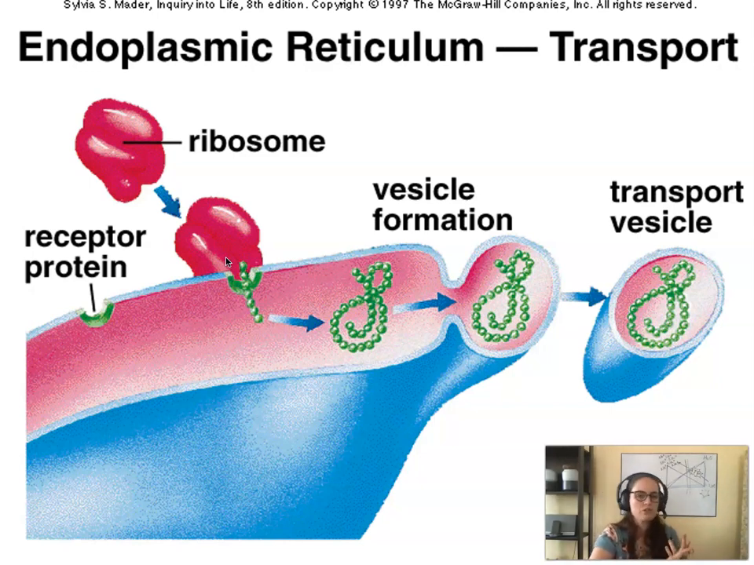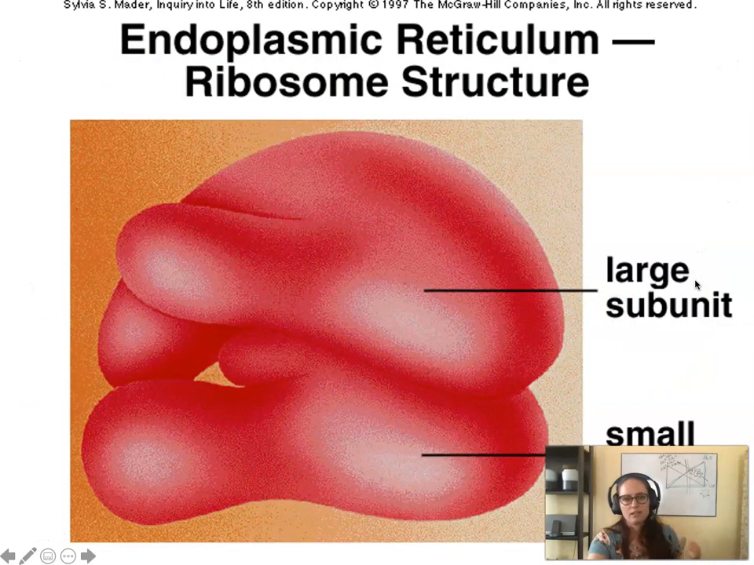So the ribosome associates with the endoplasmic reticulum, and that allows us to synthesize proteins. So we take amino acids, we bond them together into polypeptide chains. The polypeptide chains fold into a functioning protein. So that's your rough endoplasmic reticulum synthesizing a protein. This is the ribosome. It came from the nucleolus. It has a large unit and a small subunit.